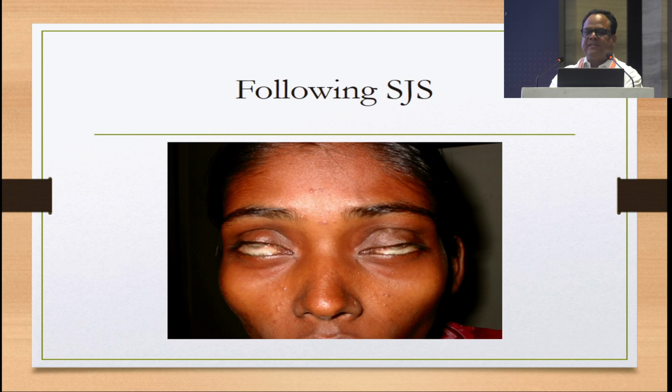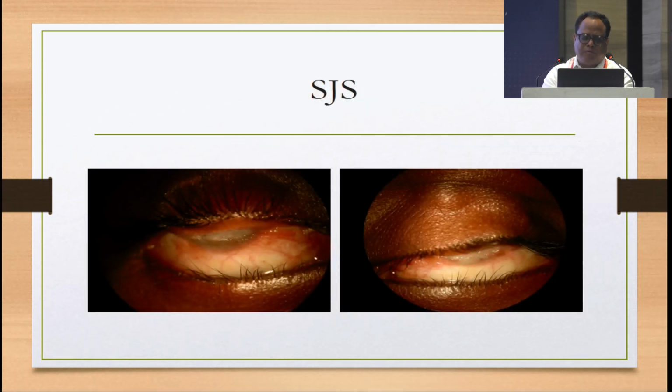So in such a scenario, generally as per the Western literature, we should go for amniotic membrane grafting. But I feel amniotic membrane alone may not help in such a scenario. Mucous membrane in a young patient, if the mucosa is healthy, is very, very helpful. So I'm showing some results.